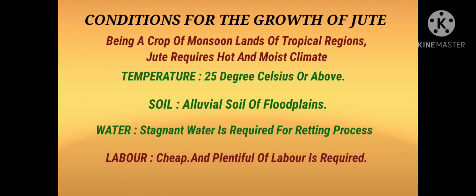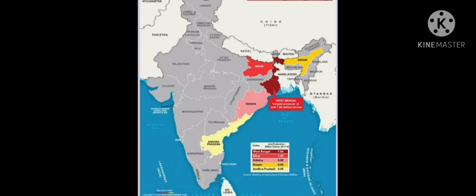Being a crop of monsoon lands of tropical regions, jute plants require hot and moist climate and temperature of about 25 degrees Celsius or above. Also, rainfall of 200 centimeters to 250 centimeters and high humidity are also essential. Jute cultivation can take place in alluvial soil of flood plains. Also, cheap and plentiful supply of skilled labor is required. In India, West Bengal is the leading state, followed by Assam, Bihar and Odisha in the production of jute.